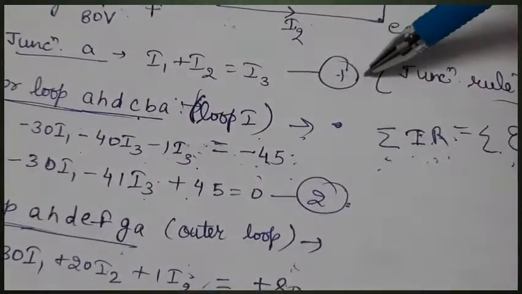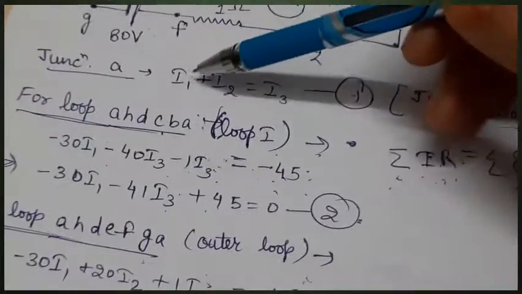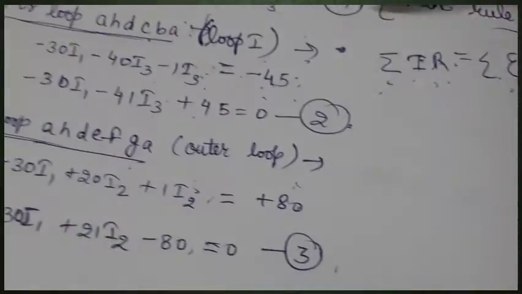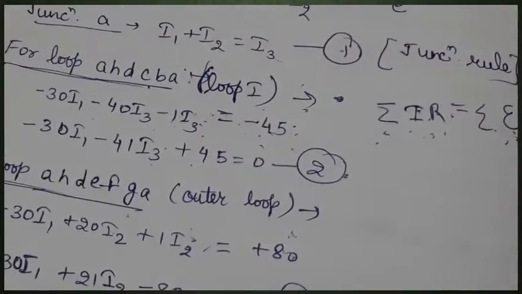So now we have equations 1, 2 and 3, and we have 3 variables I1, I2 and I3. On solving these 3 equations, we can easily find the variables.